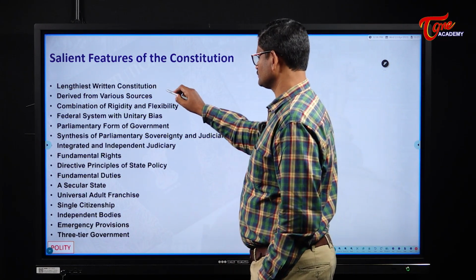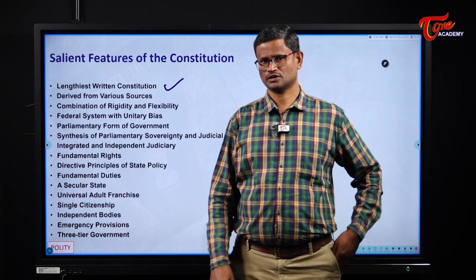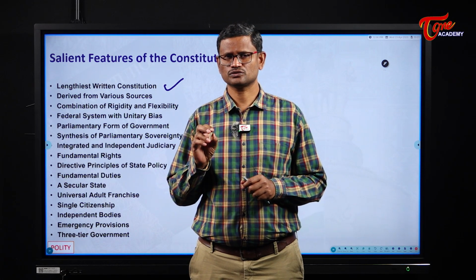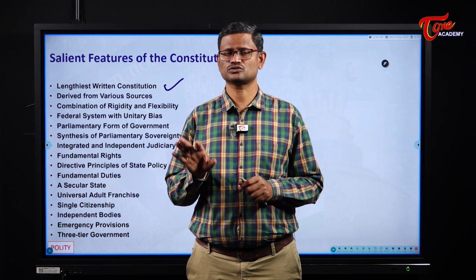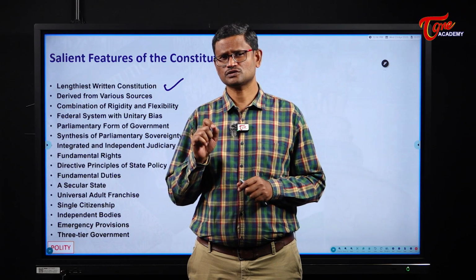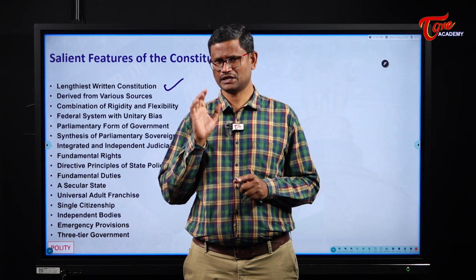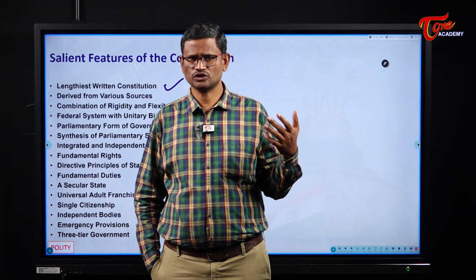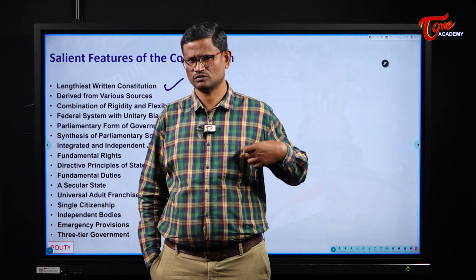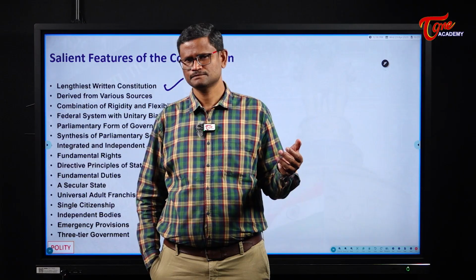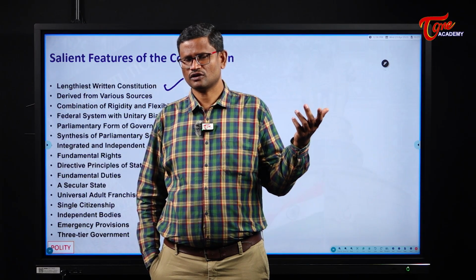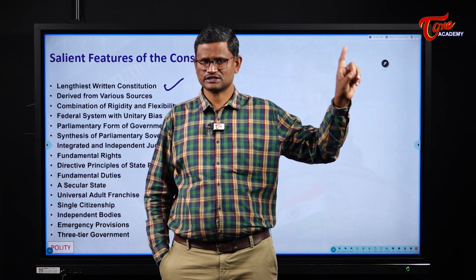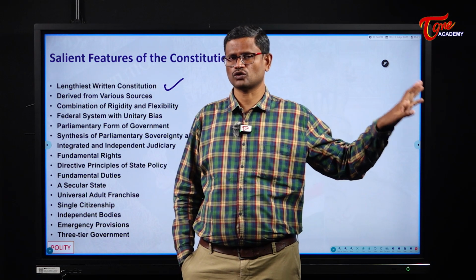If you take the first one, lengthiest written constitution, remember, among the constitutions in the world, the Indian Constitution is the lengthiest written constitution in the world. And why did the constitution become very lengthy? There are many reasons. If you take a country like the United States of America, the Constitution of USA is the smallest constitution in the world. The reason is, in America, the constitution for the federal government is different from the constitution of each state. In America, the constitution for the center is separate and each state has its own constitution.